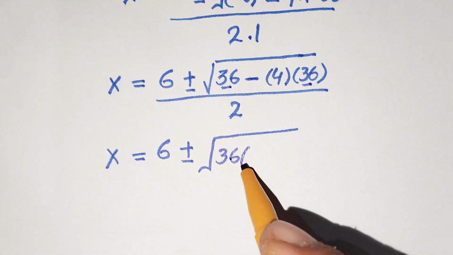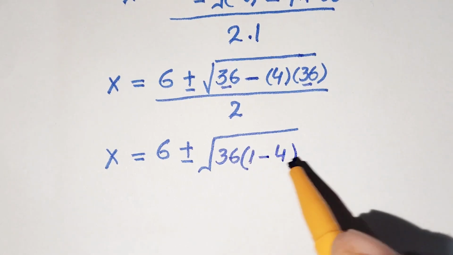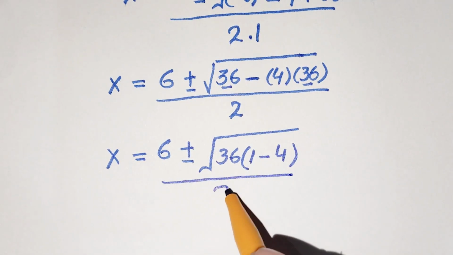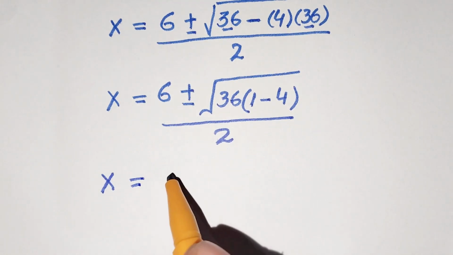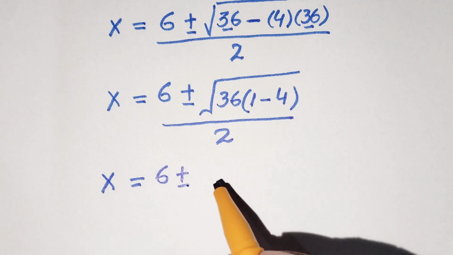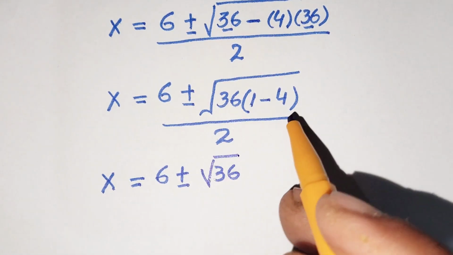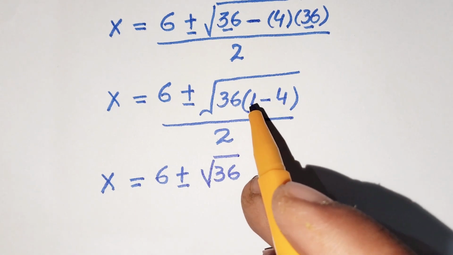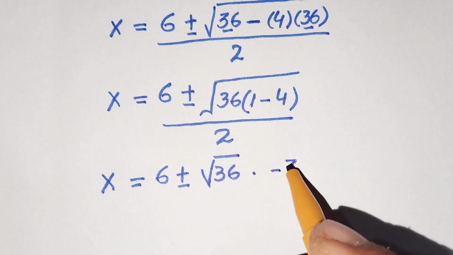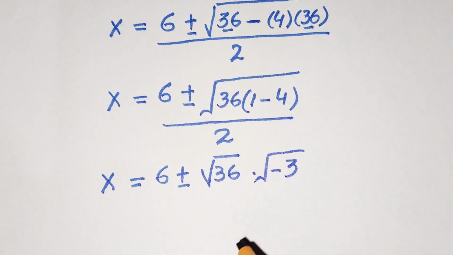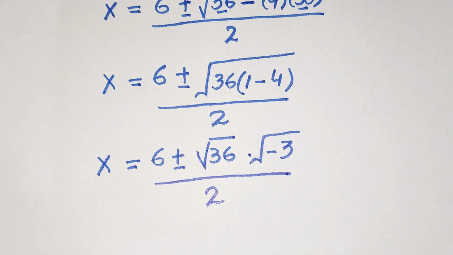So 36 taking common, here 1 minus 4 divided by 2. So now x is equal to 6 plus minus that 36, and we are going to write it for minus 4 plus 1, which is equal to minus 3. So we can write it like minus 3 square root. So now divide by 2.